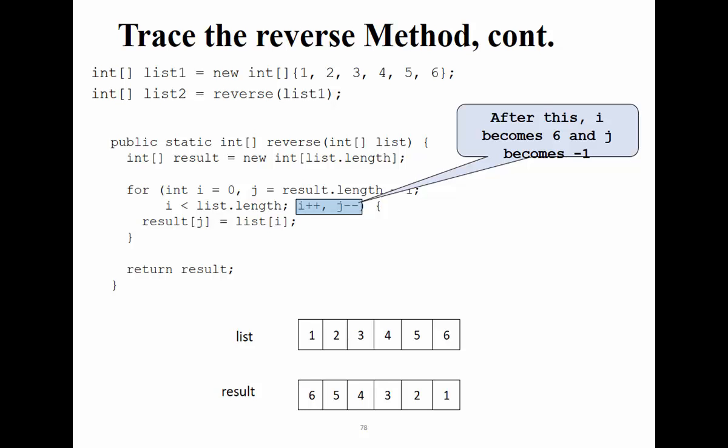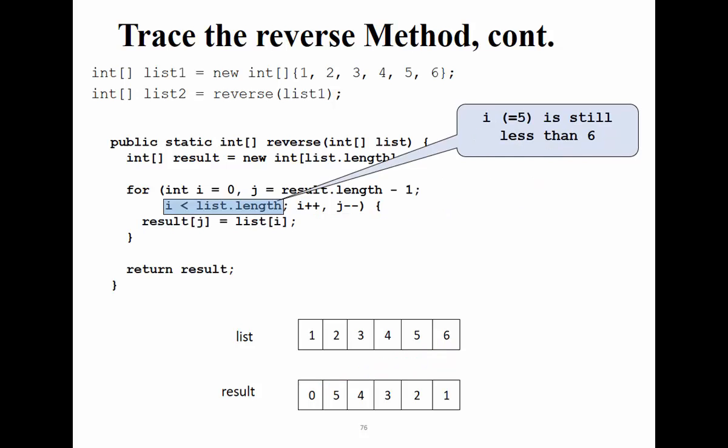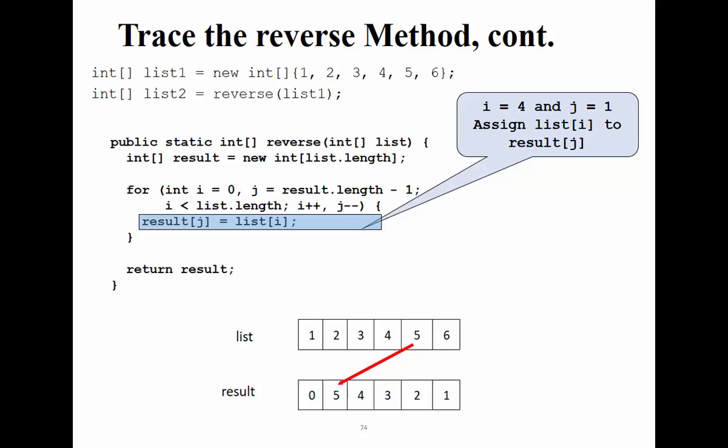This is the trace of how reverse works. Let's say how this reverse works. Let's say you pick an element, i, in this case, is equal to 4. Yes? i is equal to 4.